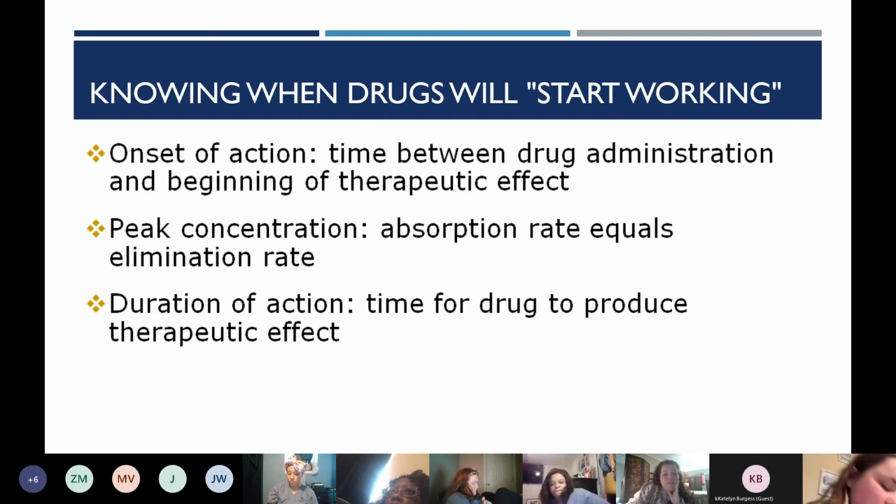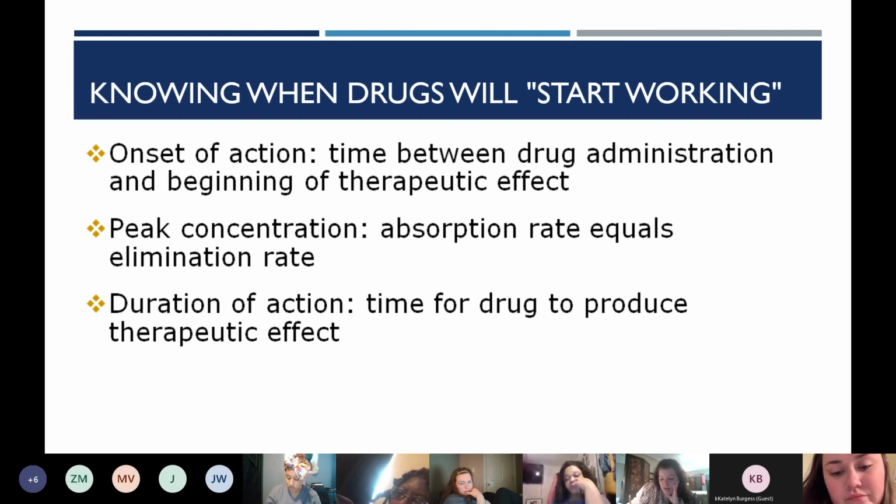All right. So this is what I was talking about earlier. Patients will often ask you, when will this drug start working? So the onset of action is the time between drug administration, which is when you give them the med, and the beginning of the therapeutic effect. So let's go back to Tylenol. If your temperature is 100 at 8 a.m., you gave your patient Tylenol, and their temp was 101.5. Okay.